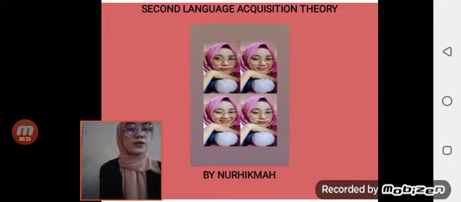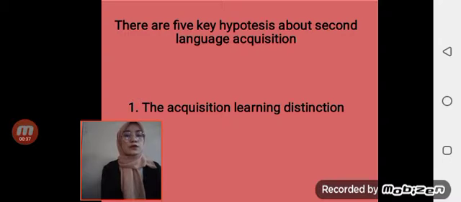Amran have given to me. Is second language acquisition theory. There are 5 key hypotheses about second language acquisition. The first is the acquisition learning distinction. Adults have 2 different ways to develop competence in a language.